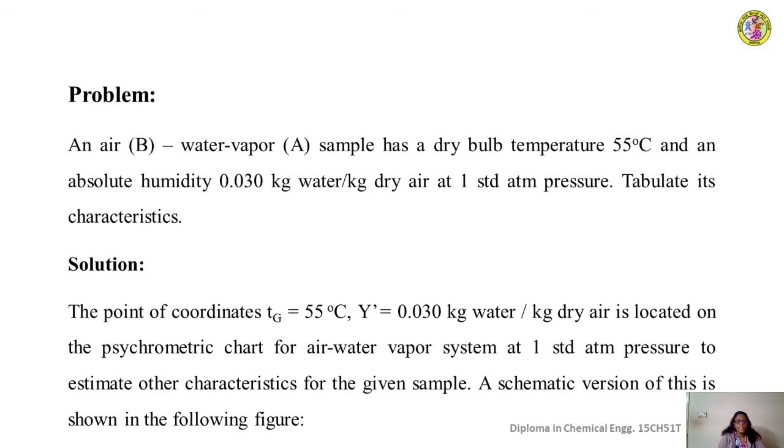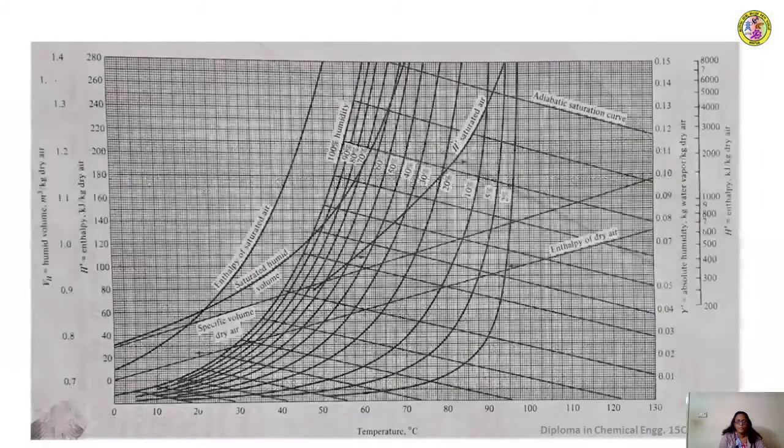The point with coordinates Tg equals 55 degrees centigrade and y dash 0.030 kg water per kg dry air is to be located on a psychrometric chart for the air water vapor system at 1 standard atmospheric pressure, in order to estimate the characteristics of the given sample of air. This is a humidity chart for air water vapor mixture plotted at 1 standard atmospheric pressure. Now let us see how we can use this chart to estimate the various characteristics of the given sample of air.